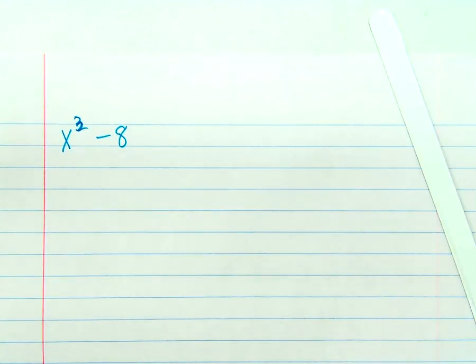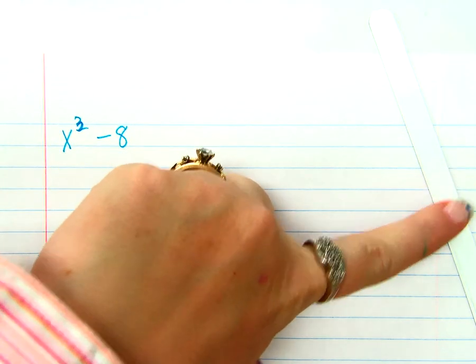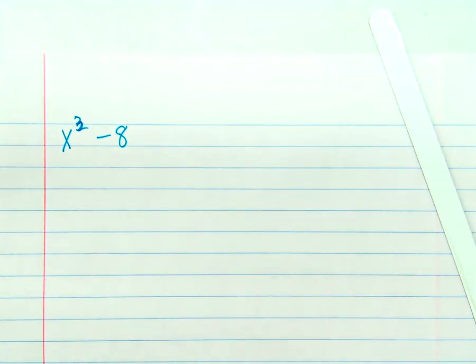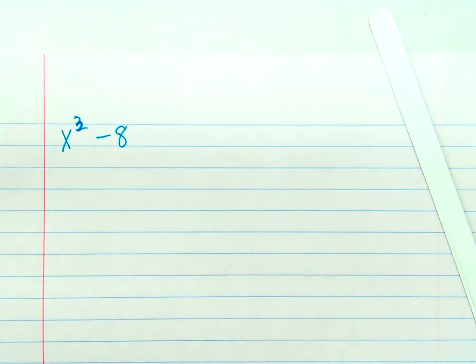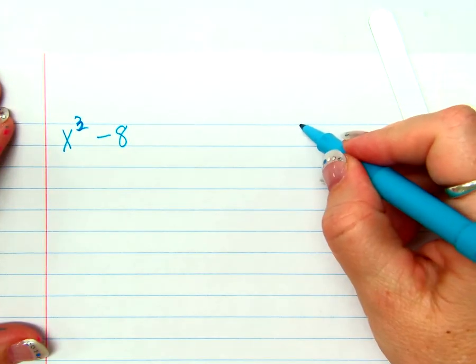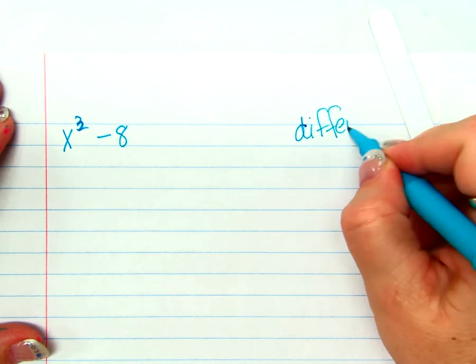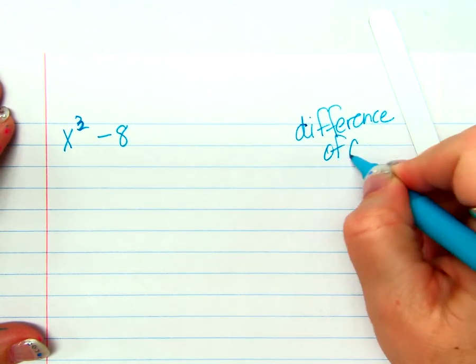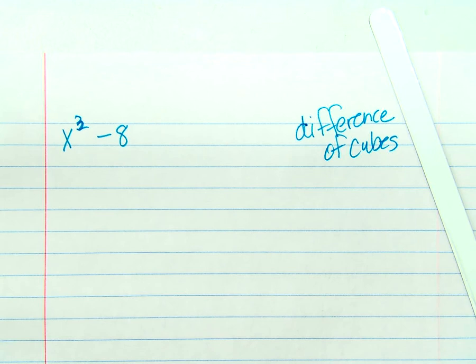What do you notice? That's a cube. Are they both cubes? Do you know your cubes? Look over here at the sideboard. I wrote a chart for you right over here. 2 times 2 times 2 is 8. So 8 is a cube, right? So what do you think this is called? Difference of cubes.